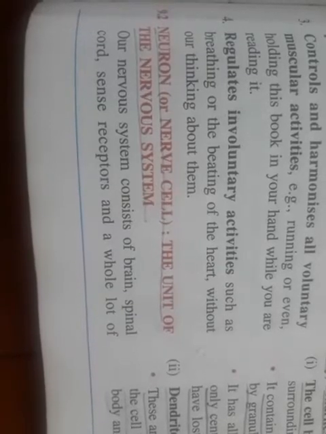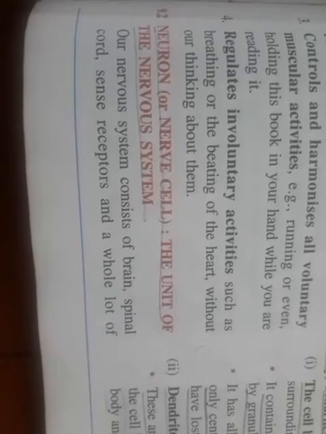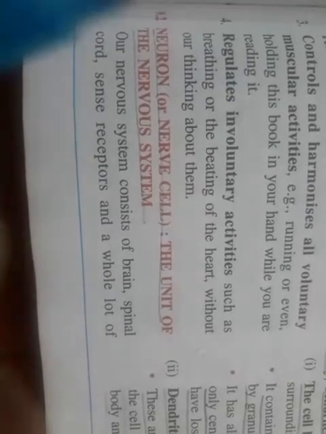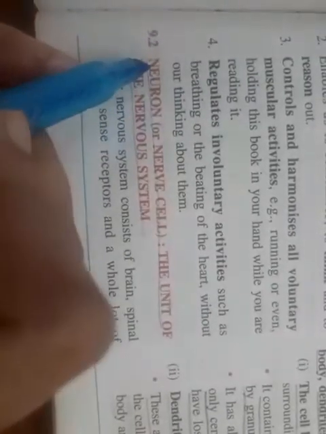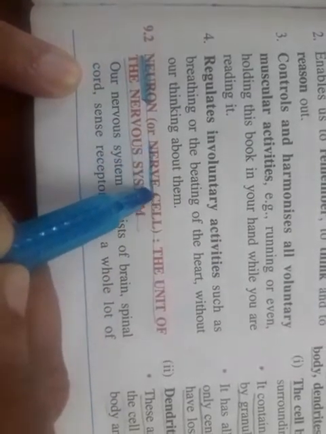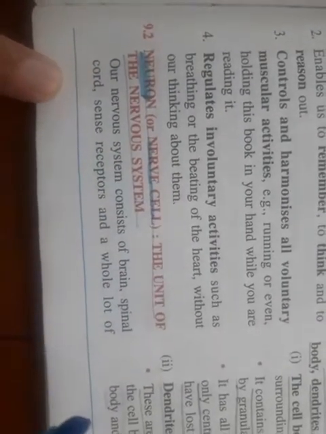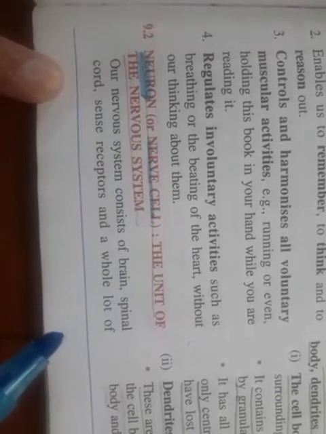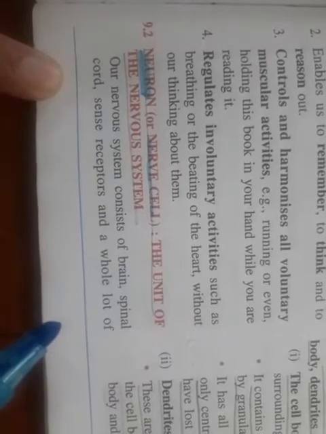The basic unit of nervous system is neuron or nerve cell. Remember, this is a very important question for your true and false, or name the following. The basic structural and functional unit of nervous system is neuron.